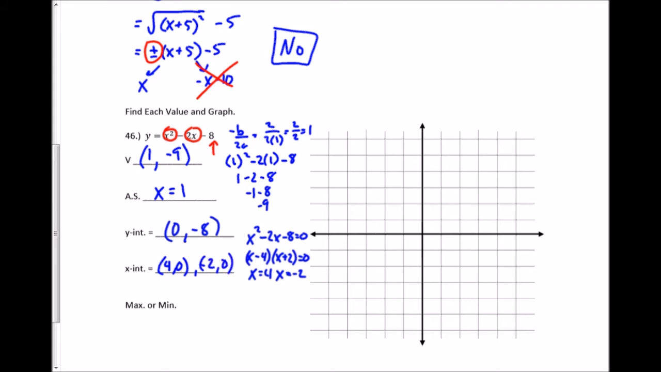And for this one, since the a value is positive, the number that's out front is positive, means this parabola is going to open up, which means I'm going to have a minimum value. So now I just start to graph these things, and I'm going to scale this graph by 2's here. So 2, 4, 6, 8, -2, -4. Just because that -9 is not going to fit on here very nicely.